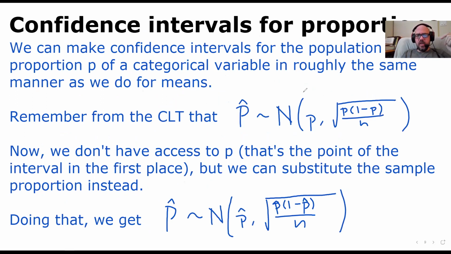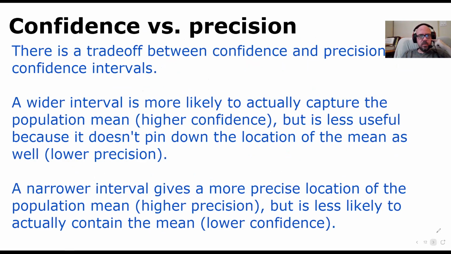Now we can do the same thing for proportions. I actually want to go a little bit out of order here. I want to mention this here. The thing I was talking about is that there's a trade-off between confidence and precision. Confidence is how confident we are that the interval actually contains the parameter that we want, right? In the example we were just doing, the parameter is the population mean.